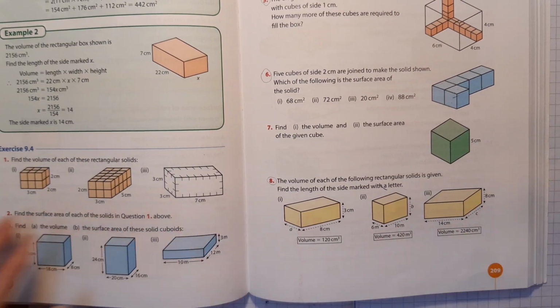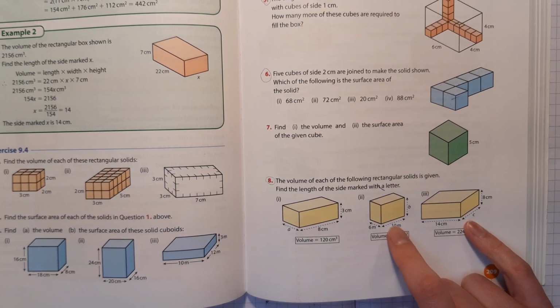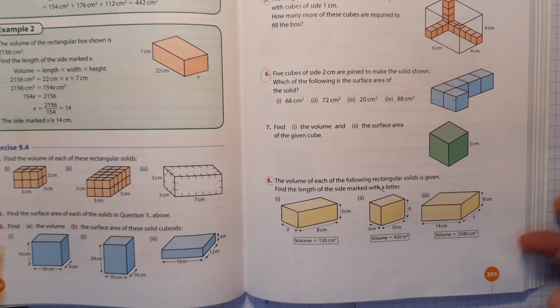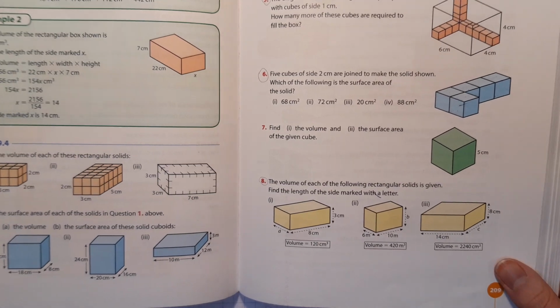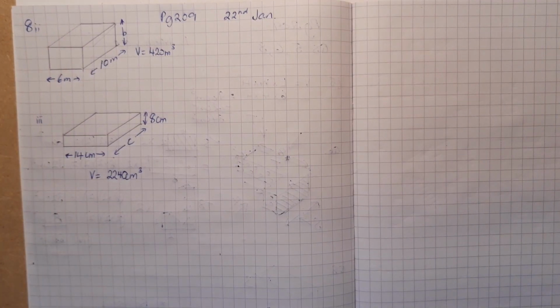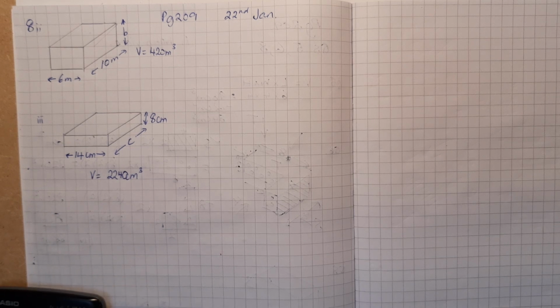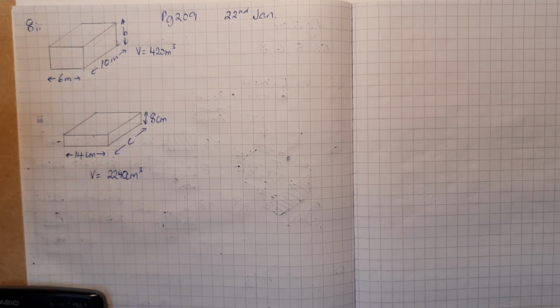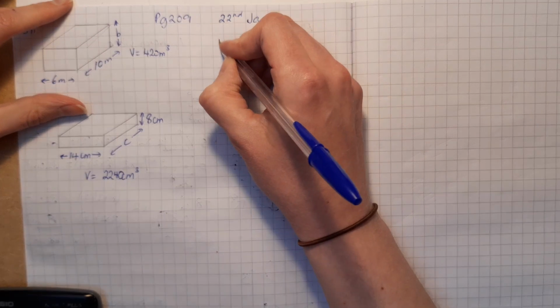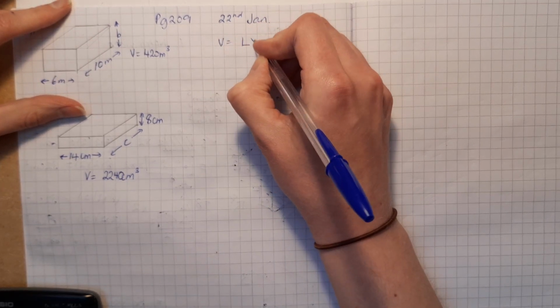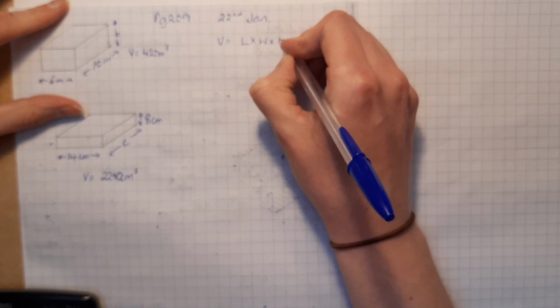So I am just going to draw out those two shapes. I've been given the volume and I have to work backwards in order to calculate the length of the side B and the side C. So as you can see in my copy there, I have drawn out the two shapes. The first one is a cuboid, and you should always write out the volume of what that is. So it's length by the width by the height.